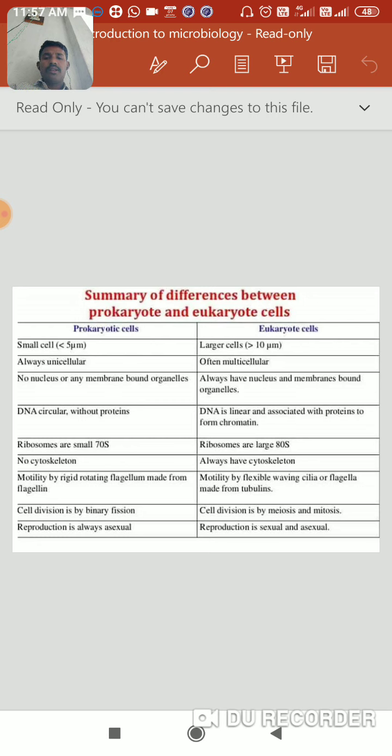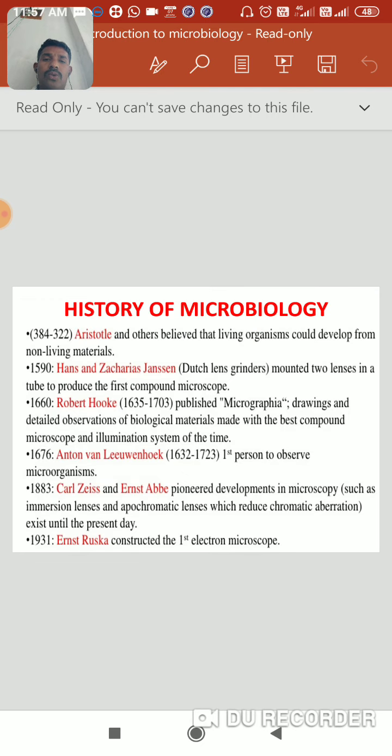Cell division of the prokaryotic cell is by binary fission, whereas in the eukaryotic cell it is by meiosis and mitosis. Reproduction of the prokaryotic cell is always asexual, and reproduction of the eukaryotic cell is sexual and asexual. Up to the 20th century, only 1% of microbes were studied. The remaining 99% are yet to be studied.